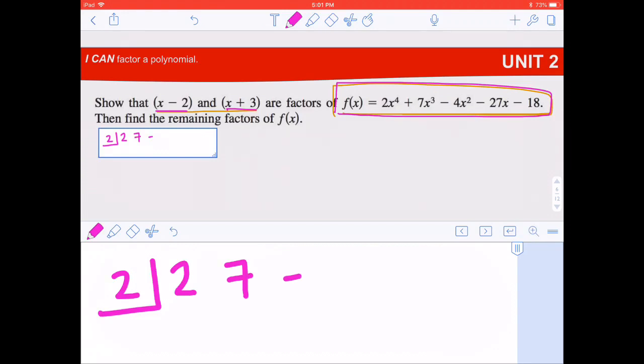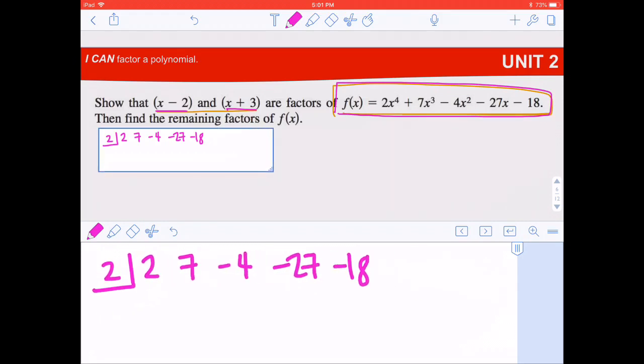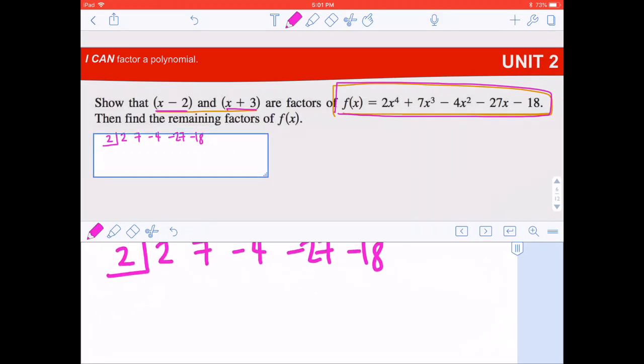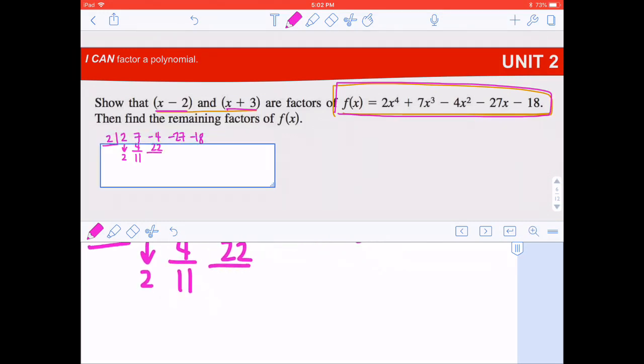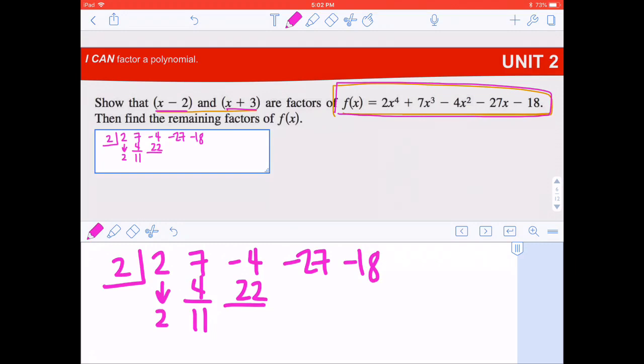2, 7, negative 4, negative 27, negative 18. Those are the coefficients. Bring down the 2. 2 times 2 is 4. 7 plus 4 is 11. Times 2 is 22. Minus 4 is 18. Times 2 is 36. Negative 27 plus 36 is going to give us 9. And then 9 times 2 is 18. Negative 18 plus 18 is 0.